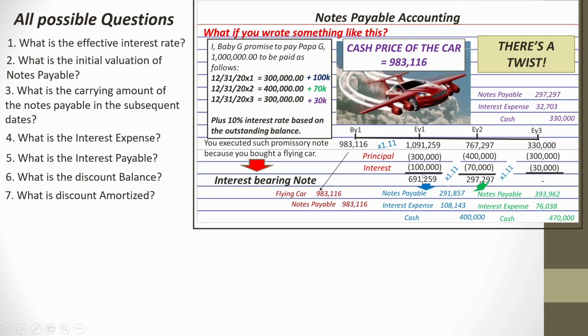The discount amortized in year 2 is the difference of the discount balance between the end of year 1 and the end of year 2. And finally, the discount amortized for year 3 is the discount balance at the end of year 2 minus the discount at the end of 20x3, which is, I repeat, the discount balance here is already 0. So automatically, the discount balance here, which is 200,000 minus 297,297, will also become the discount amortized. Okay?